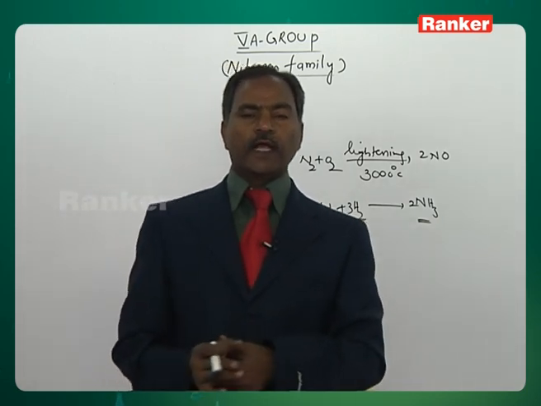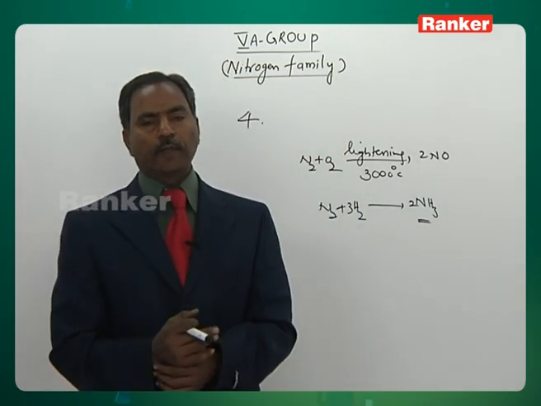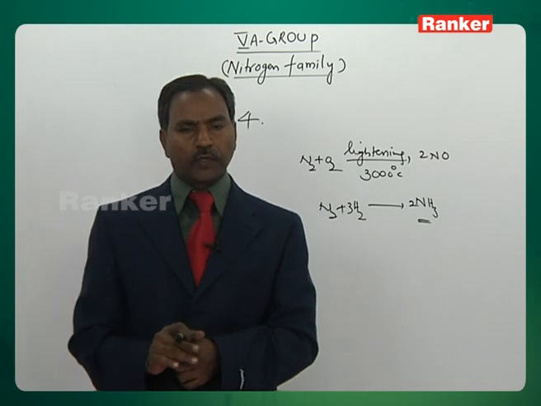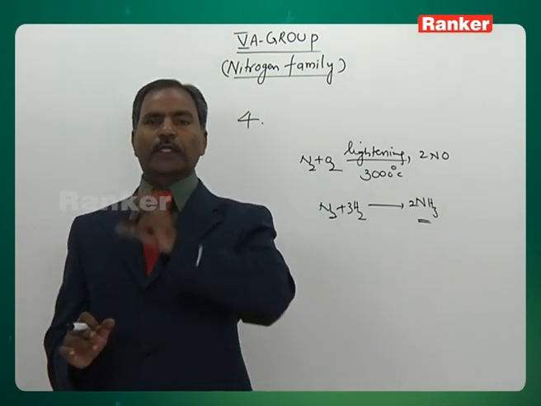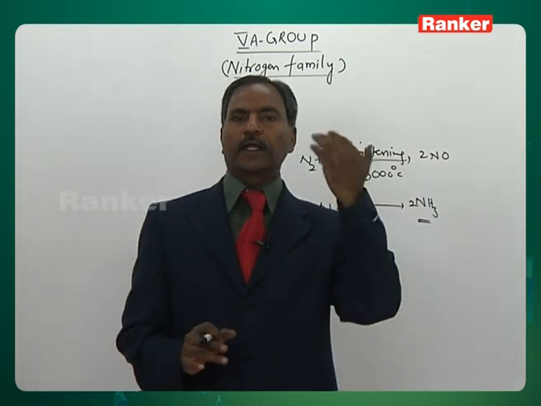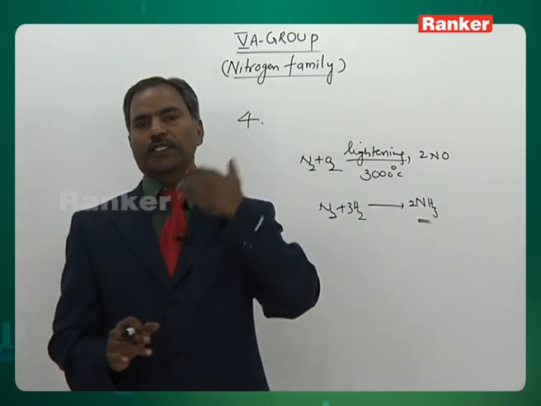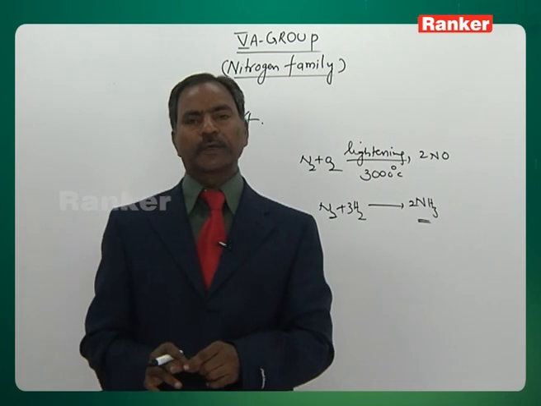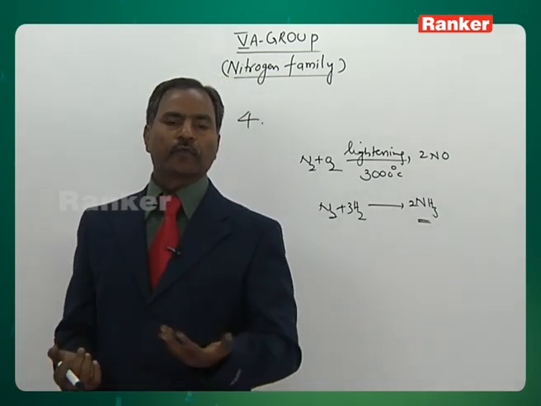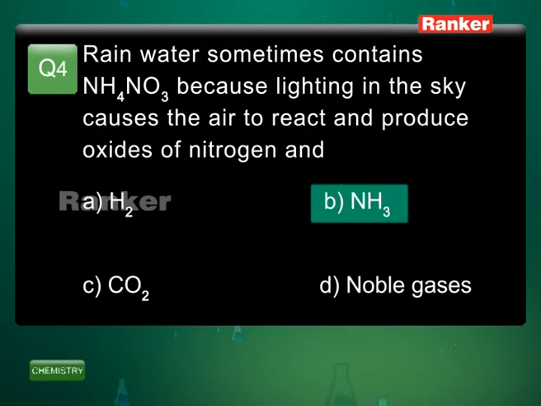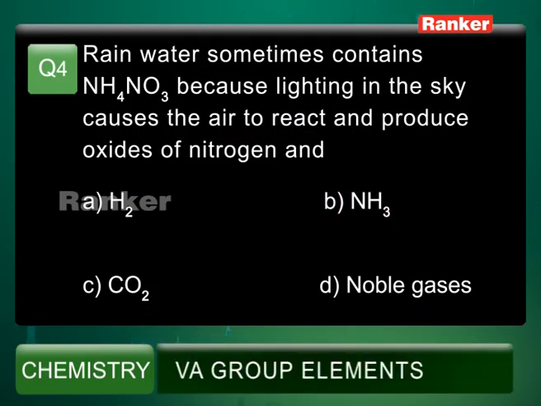Therefore, rainwater sometimes contains ammonium nitrate because lightning in the sky causes the air to react and produce oxides of nitrogen and ammonia. Once ammonia is produced, it reacts with the HNO3 formed in the atmospheric air, forming ammonium nitrate. Therefore, question number 4 answer is B.